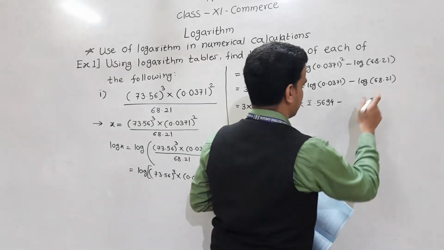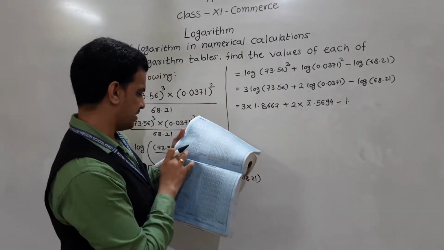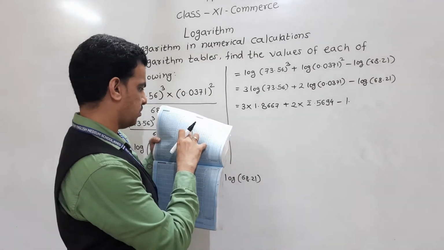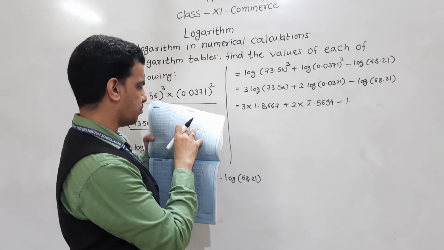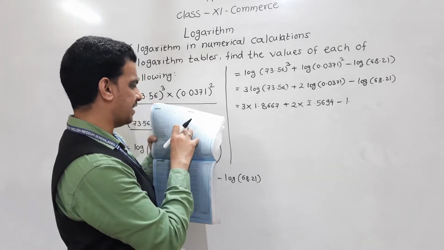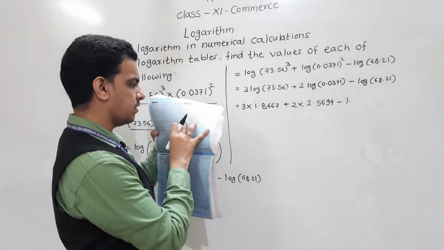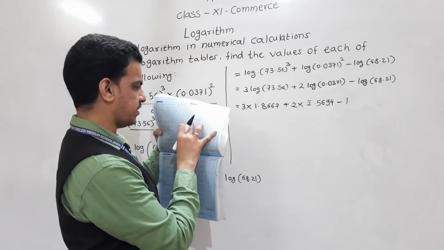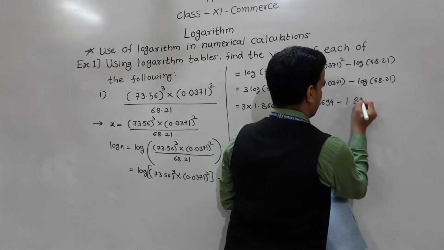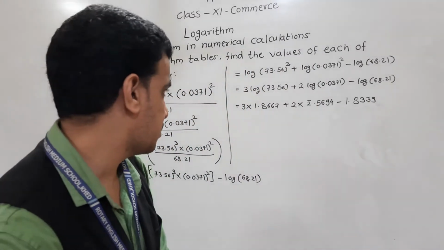So here characteristic is 1, so 1 point. In 68 row, number in column headed by 2, it is 8338, and mean difference is 1. So 8338 plus 1, 8339. Okay, now we have to do calculation of this.